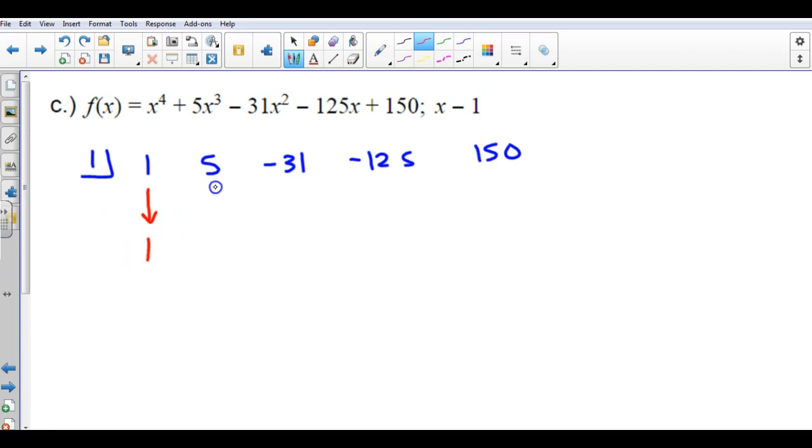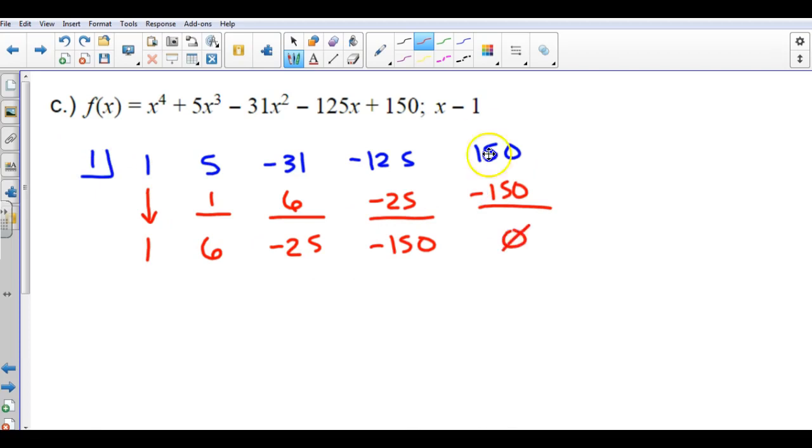So just like before, first thing you're going to want to do is bring the 1 down and start multiplying. So 1 times 1 is 1. 5 plus the 1 gives me 6. 1 times 6 is 6. I have the negative 31 plus the 6, so that's negative 25. And then 1 times negative 25 is negative 25. Add these two together, and you're going to end up with negative 150. And then I'm going to take 1 times negative 150, which is negative 150.